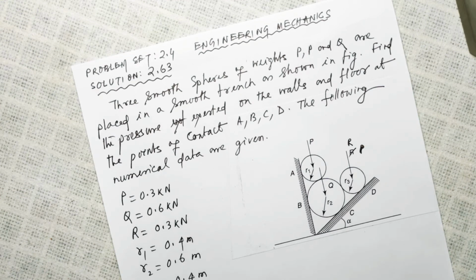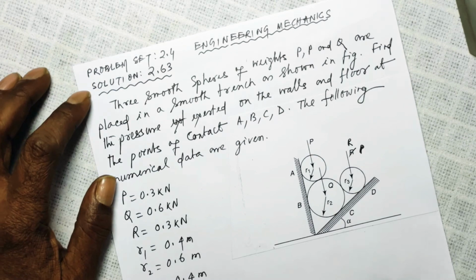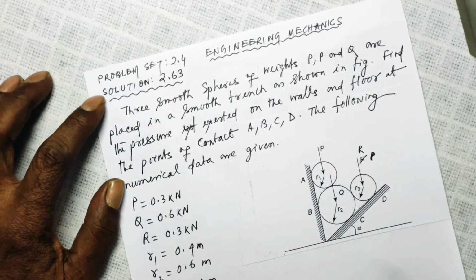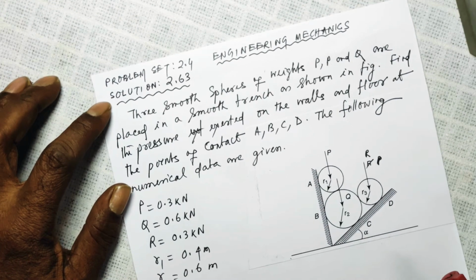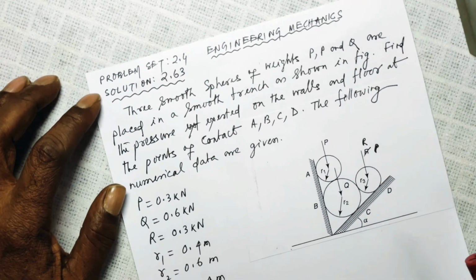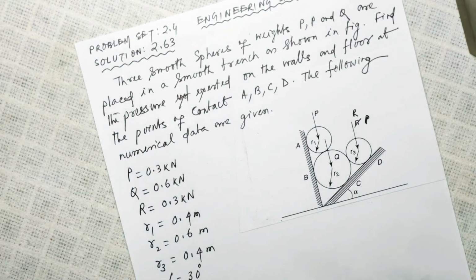Welcome back again to engineering mechanics, solving numerical problems from the famous book Engineering Mechanics by Timoshenko. The problem set 2.4, solution to 2.63. Let me read out first the statement.